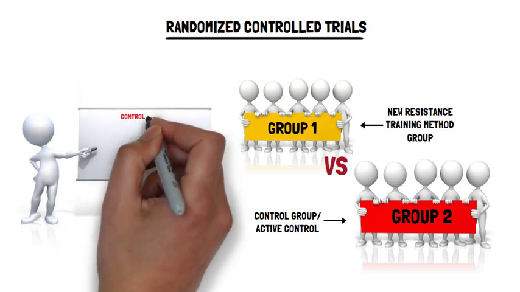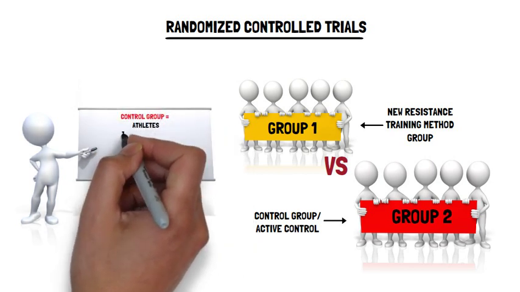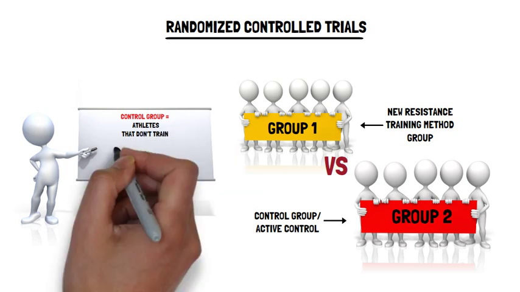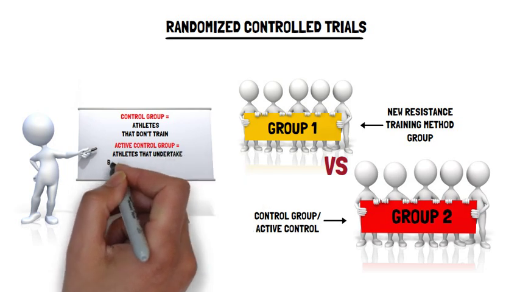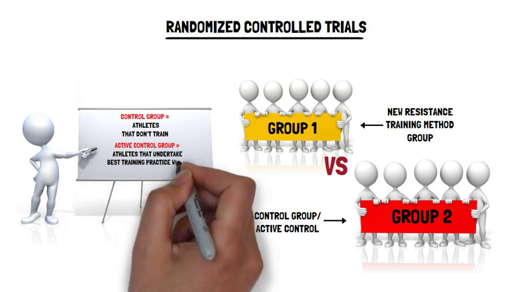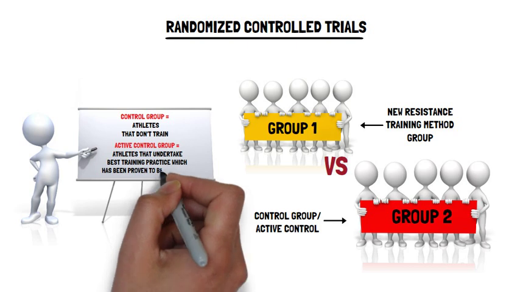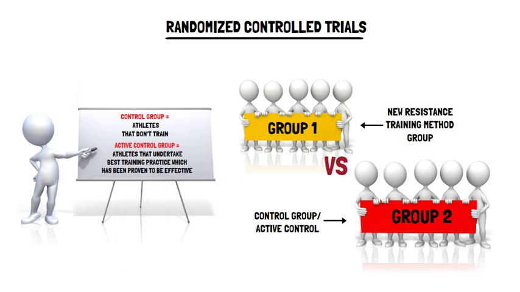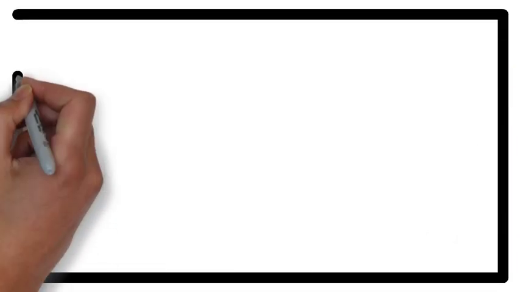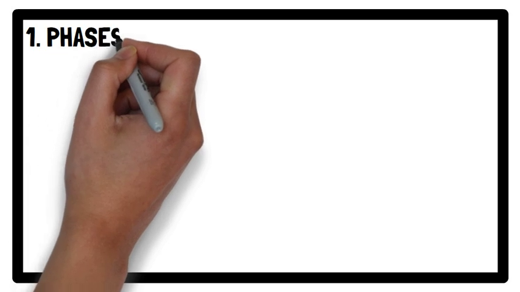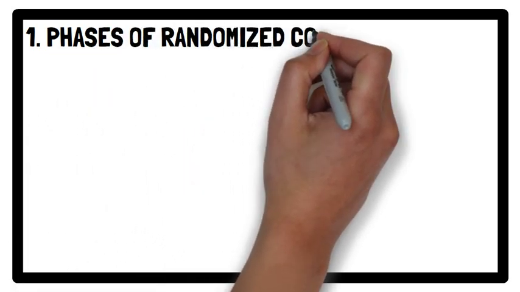A control group is a group of athletes that don't train, whereas an active control group is a group of athletes that undertake best training practice which has been proven to be effective. This presentation, brought to you by Talking Sports Science, will be a summary of Marco's recommendations by talking through 5 key considerations. First of all, it's important to consider the 4 phases of randomized controlled trials.